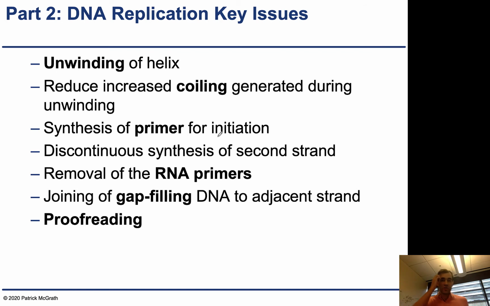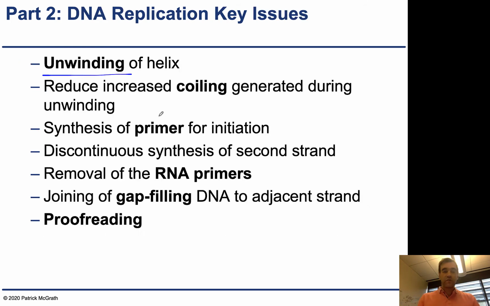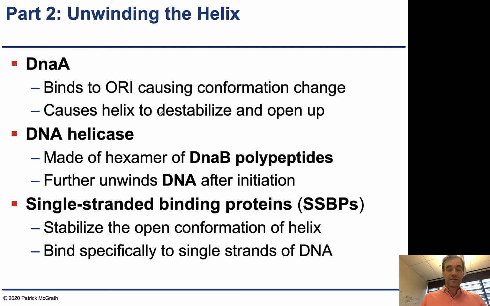Some of the key issues that need to occur during DNA replication: you have to unwind the helix, you have to reduce the increased coiling generated during the unwinding, you have to synthesize a primer for initiation, you have discontinuous synthesis of a second strand, you have the removal of the RNA primers, joining of the gap-filling DNA to the adjacent strand, and then proofreading. We're going to go over all of the enzymes that are involved in this.